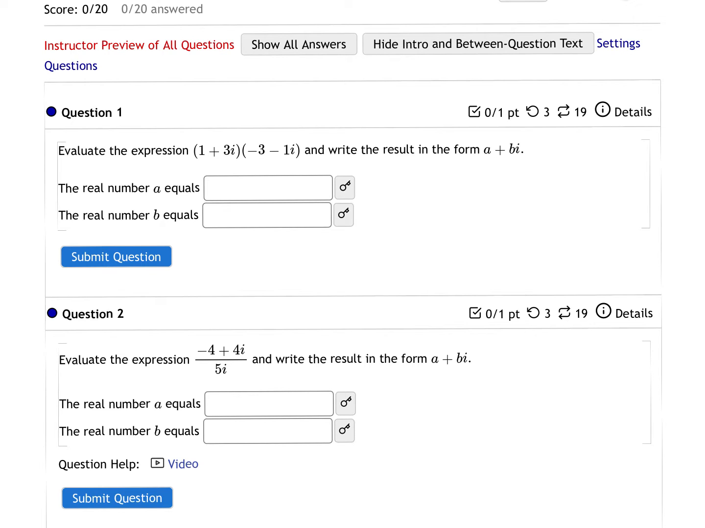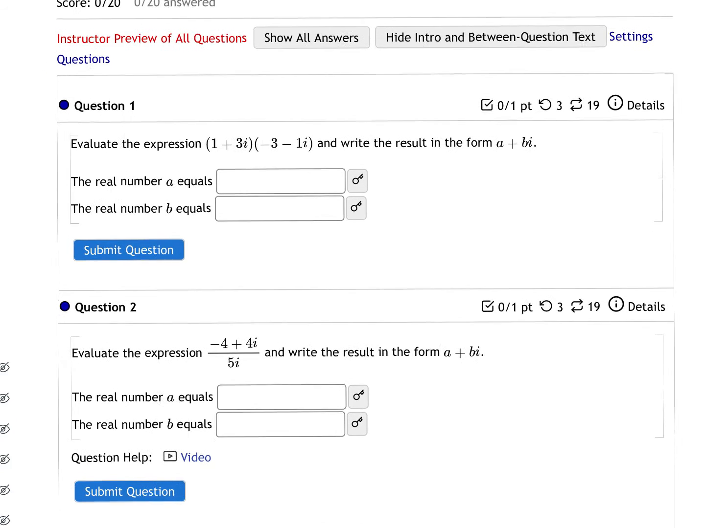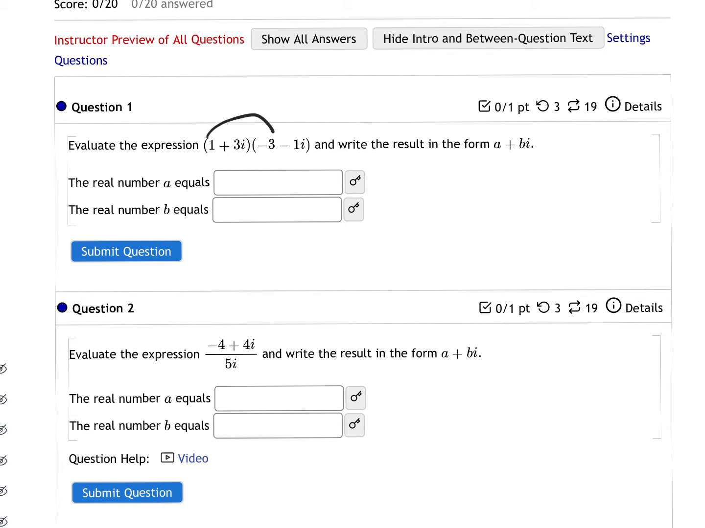Okay, so I'm going to run through the problems on 3.2 just to help you out. Here you go. So the first one we're going to take and we're going to FOIL it out. So first, outer, inner, last. We collect like terms.